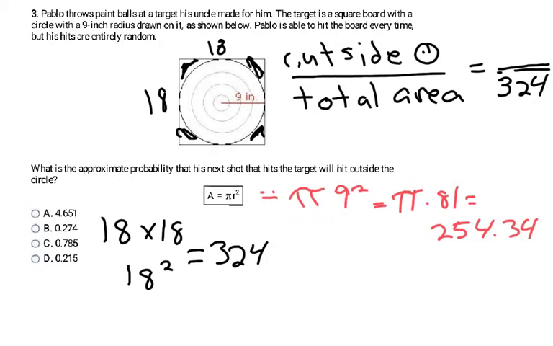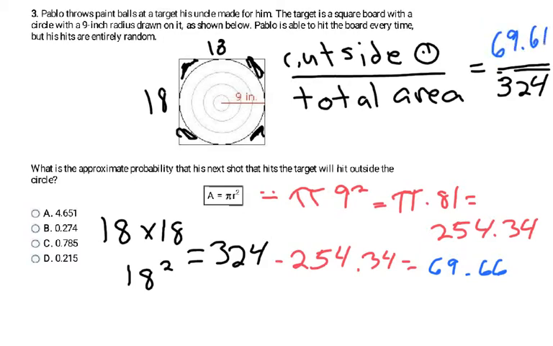But we need the area outside of the circle. So like I said, we're going to have to subtract 324 minus 254.34. And when we do that, we get an answer of 69.66, or 69 and 66 hundredths. So that's the number that goes up here.